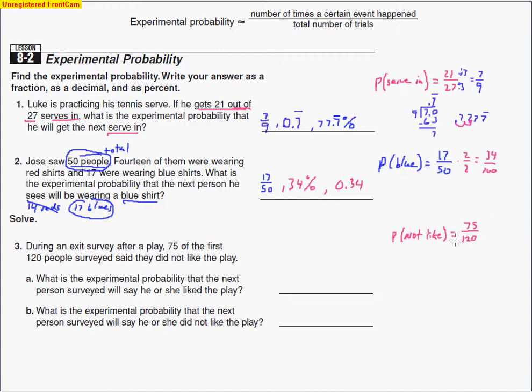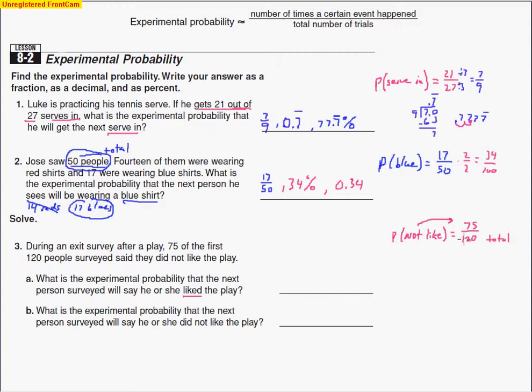So we're going to end up needing that, and we might need how many like the play, because whenever they have the word not, typically they're going to have the opposite of that as well. And so what is the experimental probability that the next person surveyed says he likes the play? So liked this time. So if the total number was 120, 75 people did not like the play. We have a total of 120.